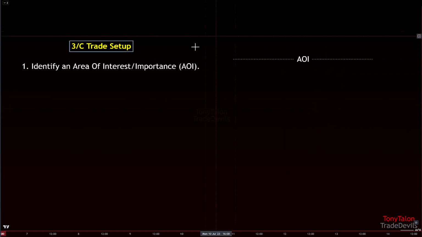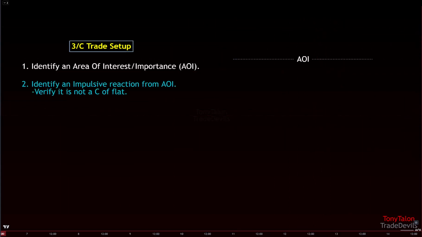All right, now that we have our area of interest identified, step 2 is going to be identifying an impulsive reaction from this area of interest.